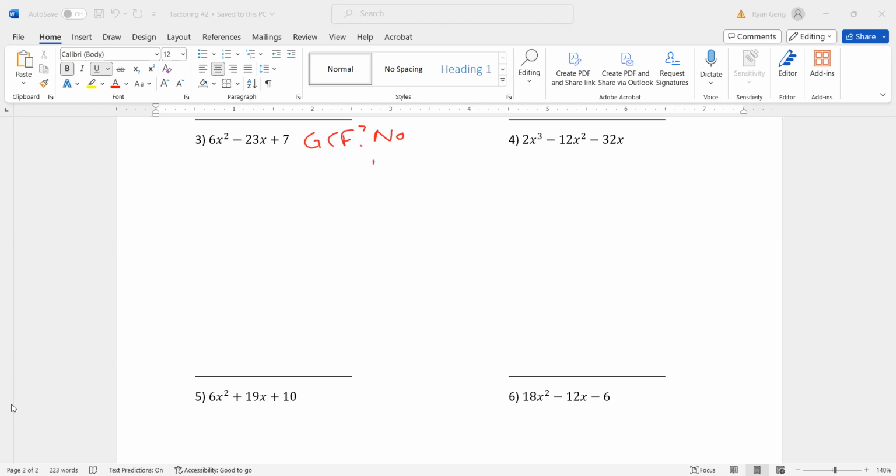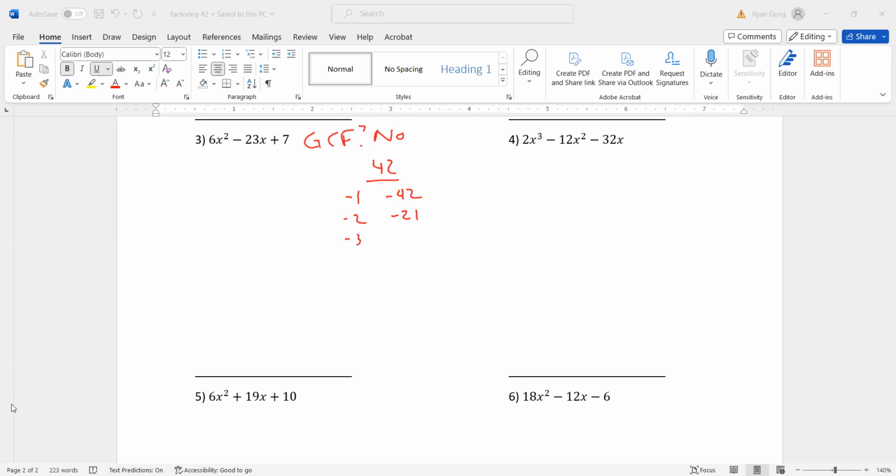So 6 times 7 is 42. I want two numbers that multiply to 42 and add to negative 23. So what do we got here? I can't find them right now off the top of my head, so I'm going to start listing the pairs. I know they both have to be negative though. So negative 1 and negative 42. Nope. Negative 2 and negative 21. There it is. I'm going to keep going though.